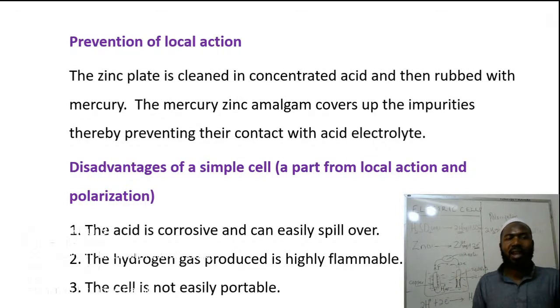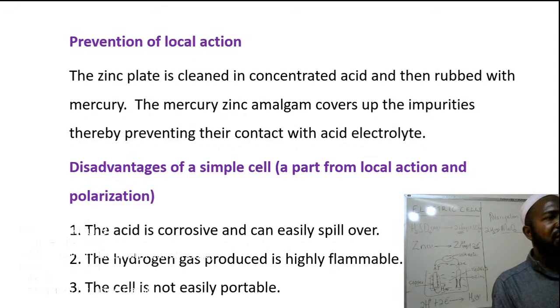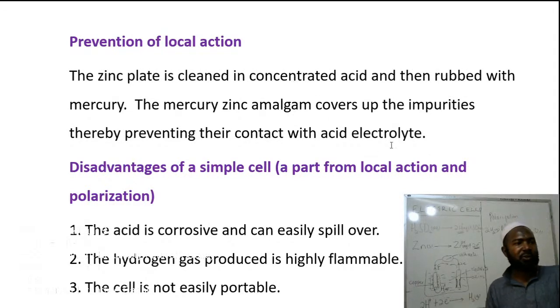The hydrogen gas produced is highly flammable. And the setup is open, and therefore if there is any heat somewhere, it can burn. So those are risks involved. The third one, it may not be easily portable. Portability in terms of size is not an issue, but the challenge is that its fragile nature in terms of arrangement can make it inconvenient to handle, and therefore it may cause some problems. So those are the key things as far as the simple cell is concerned.